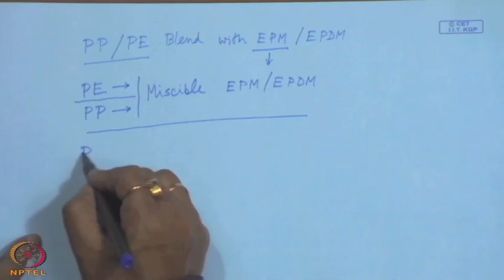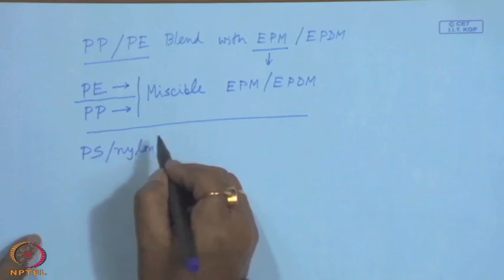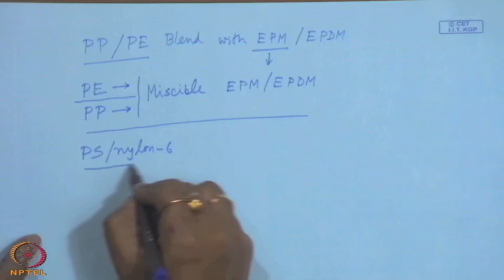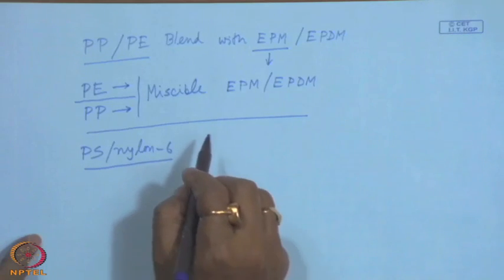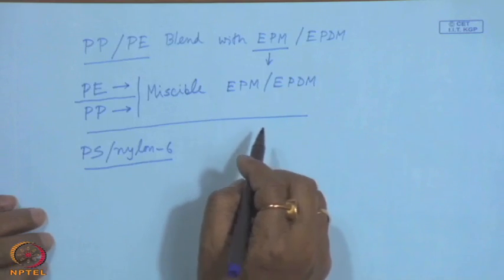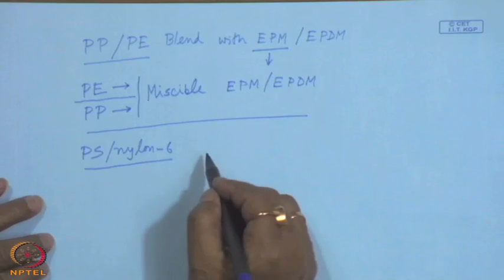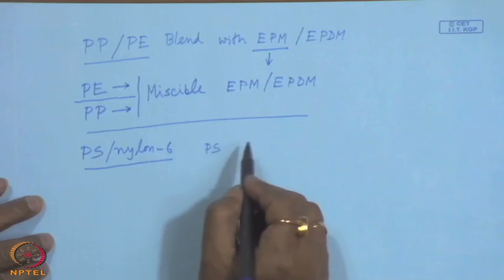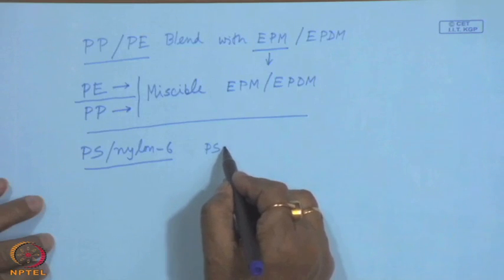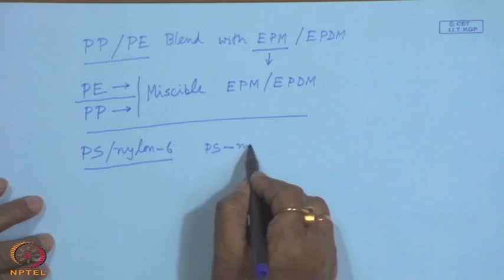Another example is polystyrene nylon 6 blend. Again, these are of two extreme nature. Their compatibility can be improved by adding a block copolymer of polystyrene and nylon 6.